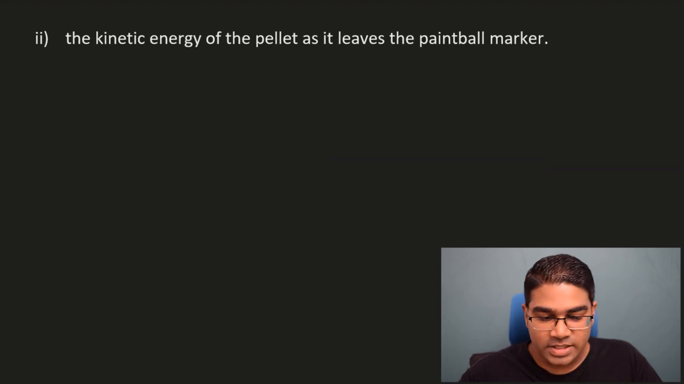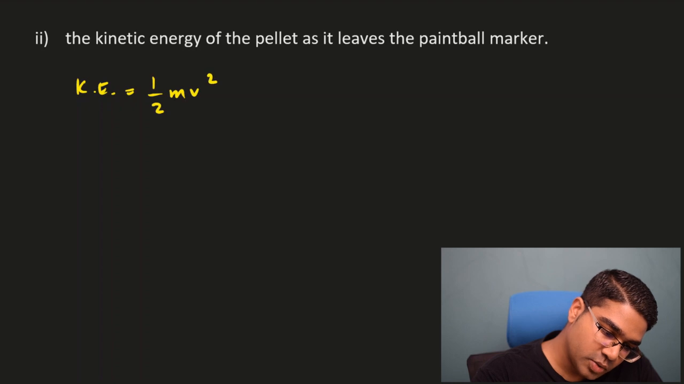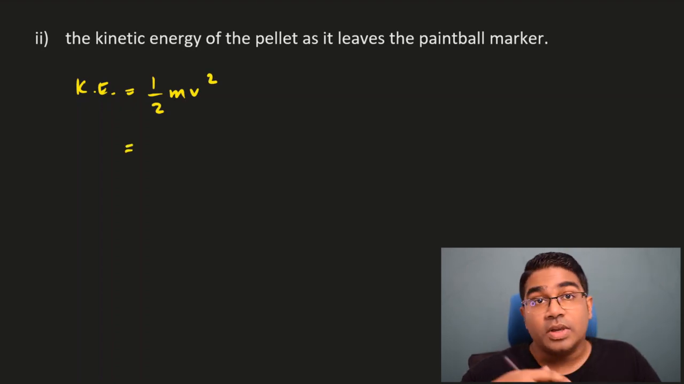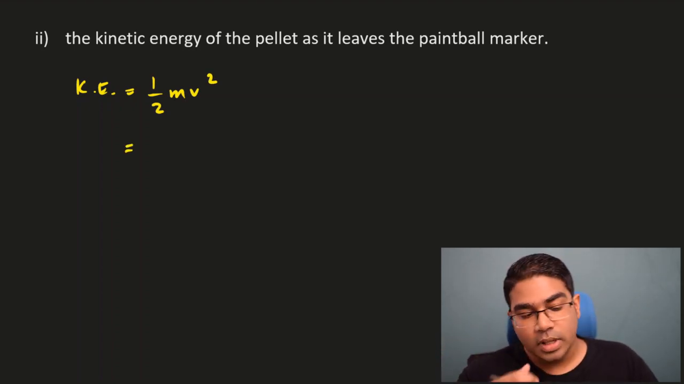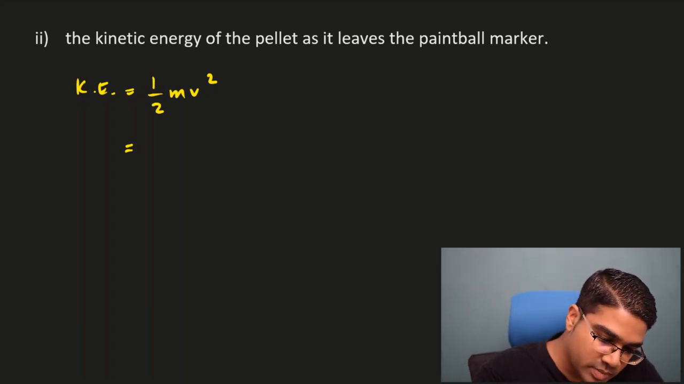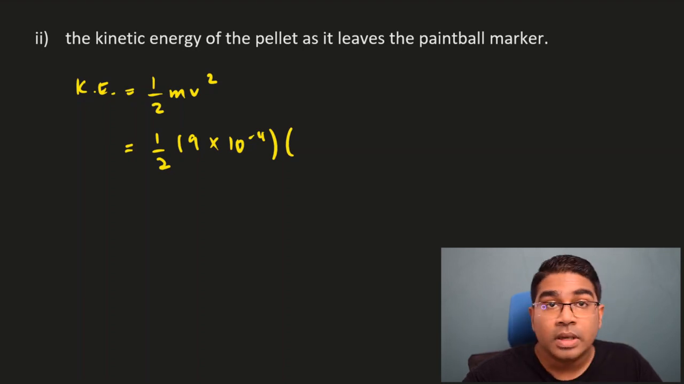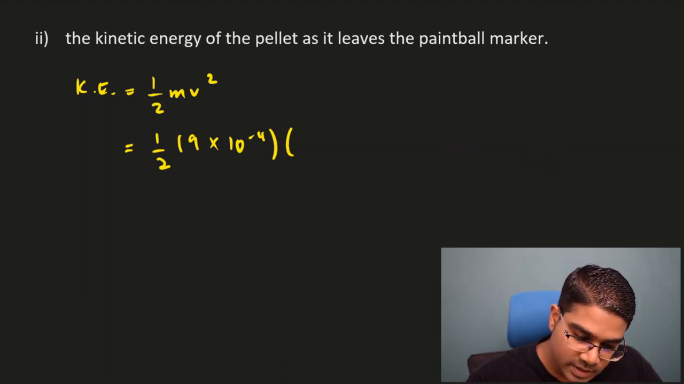The kinetic energy of the pellet as it leaves the paintball marker. So whenever we want to find kinetic energy, we use the formula: kinetic energy is equal to half mv squared. We already have m given to us in the question, and we just found the speed as it leaves the marker. So this will be 1 over 2 times 9 times 10 to the power minus 4 times v squared. So v here is what we just found, that is 90 meter per second.